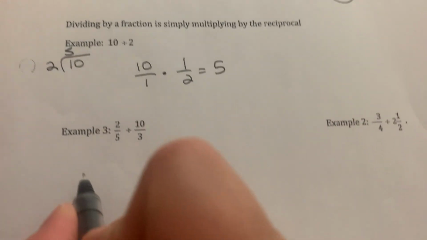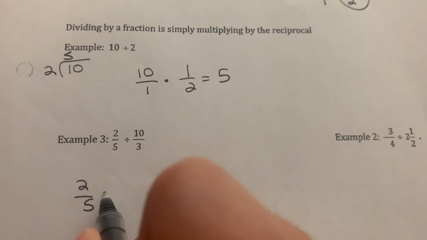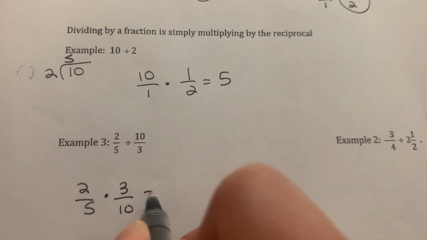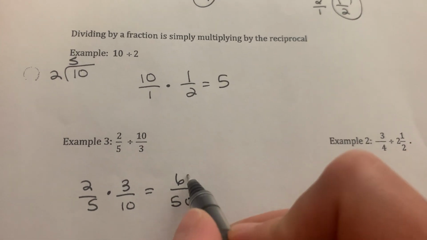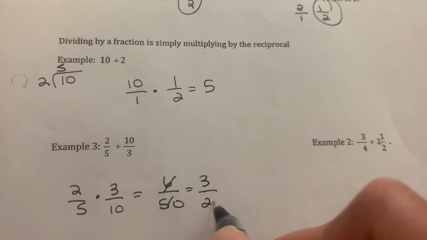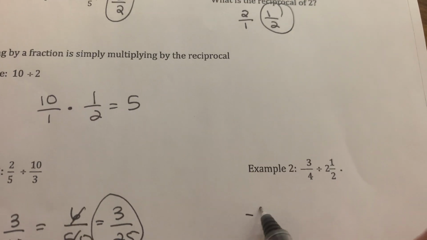Example, 2/5 divided by 10/3 is the same as 2/5 times 3/10. It's going to be 6 over 50. Okay, we can reduce each in half, and you're done. Always want it in most reduced form. This technically is a negative.